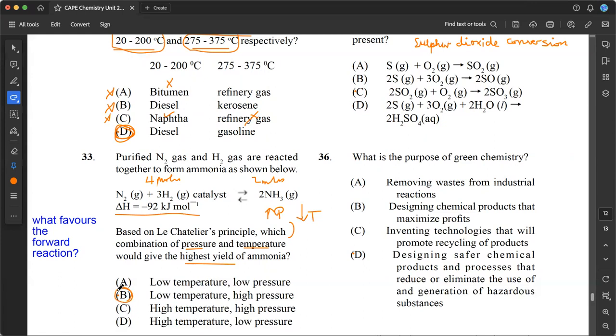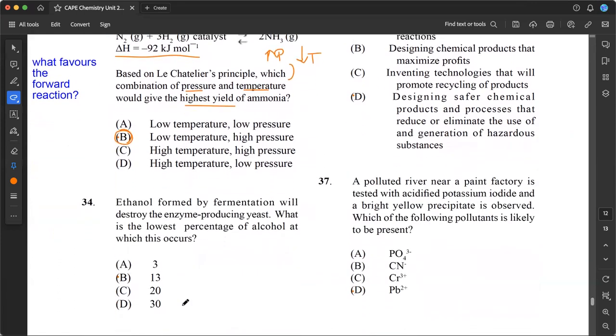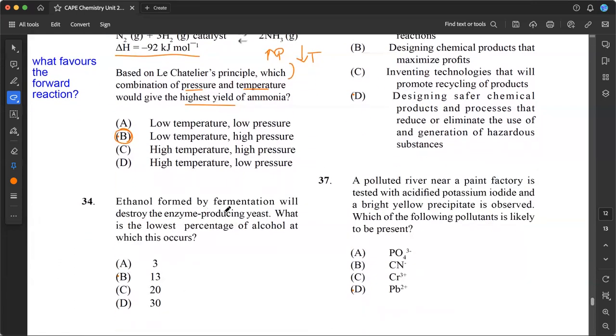33 is B. So moving along to 34. 34 says ethanol formed by fermentation will destroy the enzyme producing yeast, right? So when we're doing fermentation, when we're converting glucose to ethanol, there's a certain point at which we have to stop, before the ethanol poisons the yeast. And so what is the lowest percentage of alcohol at which that destruction starts to occur? If you're over 15% alcohol, then you're completely done.